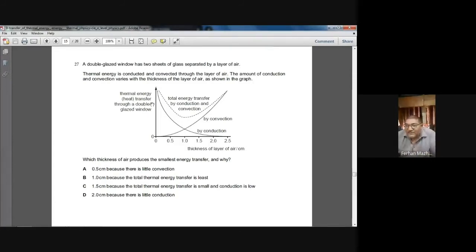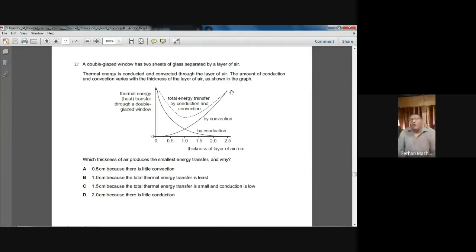You see, this is the graph for the conduction, and this is the thickness of the air. If the thickness increases, the heat loss by conduction will gradually decrease. And here I have the graph for convection, and you can see as the thickness increases, the thermal energy transfer increases. The energy lost by the process of convection will increase if the thickness of the layer of air increases. So here with the dotted line, he has shown the combined effect of both of these.